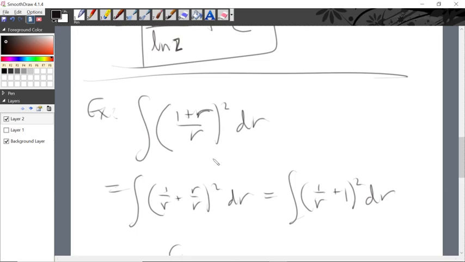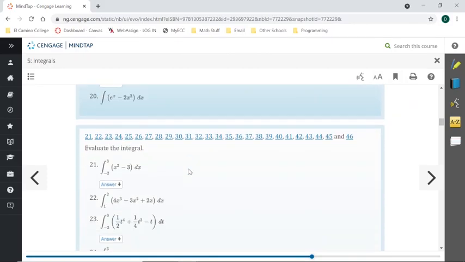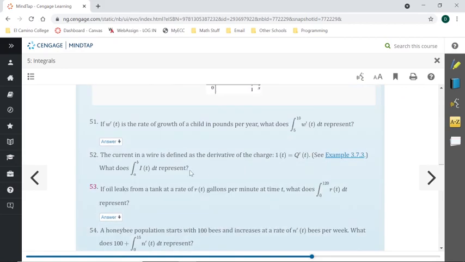Alright, so it's an exercise in antiderivatives. So check again on your antiderivatives as we saw in a previous section. And also let's take a look at some net change type examples as well. Okay, here's a couple down here.